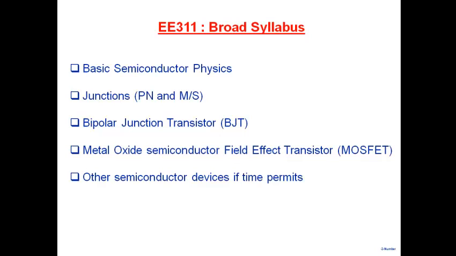Okay, so last lecture I put this slide up where I said that the broad syllabus of 311 is basically three semiconductor devices: PN junctions, bipolar transistors, and MOSFETs, and if time permits, a couple of other interesting devices like LEDs and solar cells. Before I delve into the subject, let me talk a little bit about what exactly we will be attempting to do in each one of them, these junctions and MOSFETs.